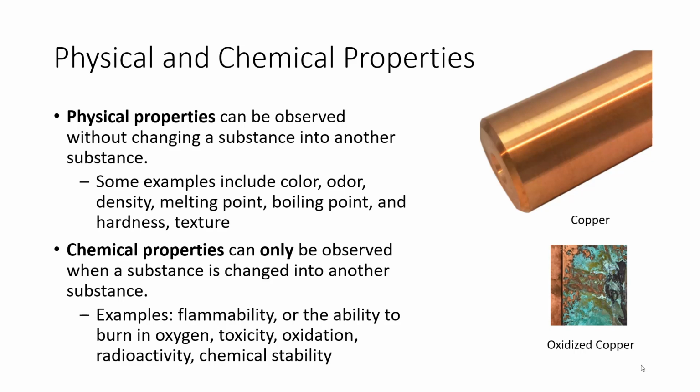Let's take a look again at copper. When copper is exposed to oxygen, copper undergoes a chemical reaction. Copper is changed into another substance. And you can see this visually. The copper is no longer copper colored, and the material is now a blue-green color. So this is going to have other physical properties that are different from our original copper sample. So the fact that copper oxidizes is a chemical property.